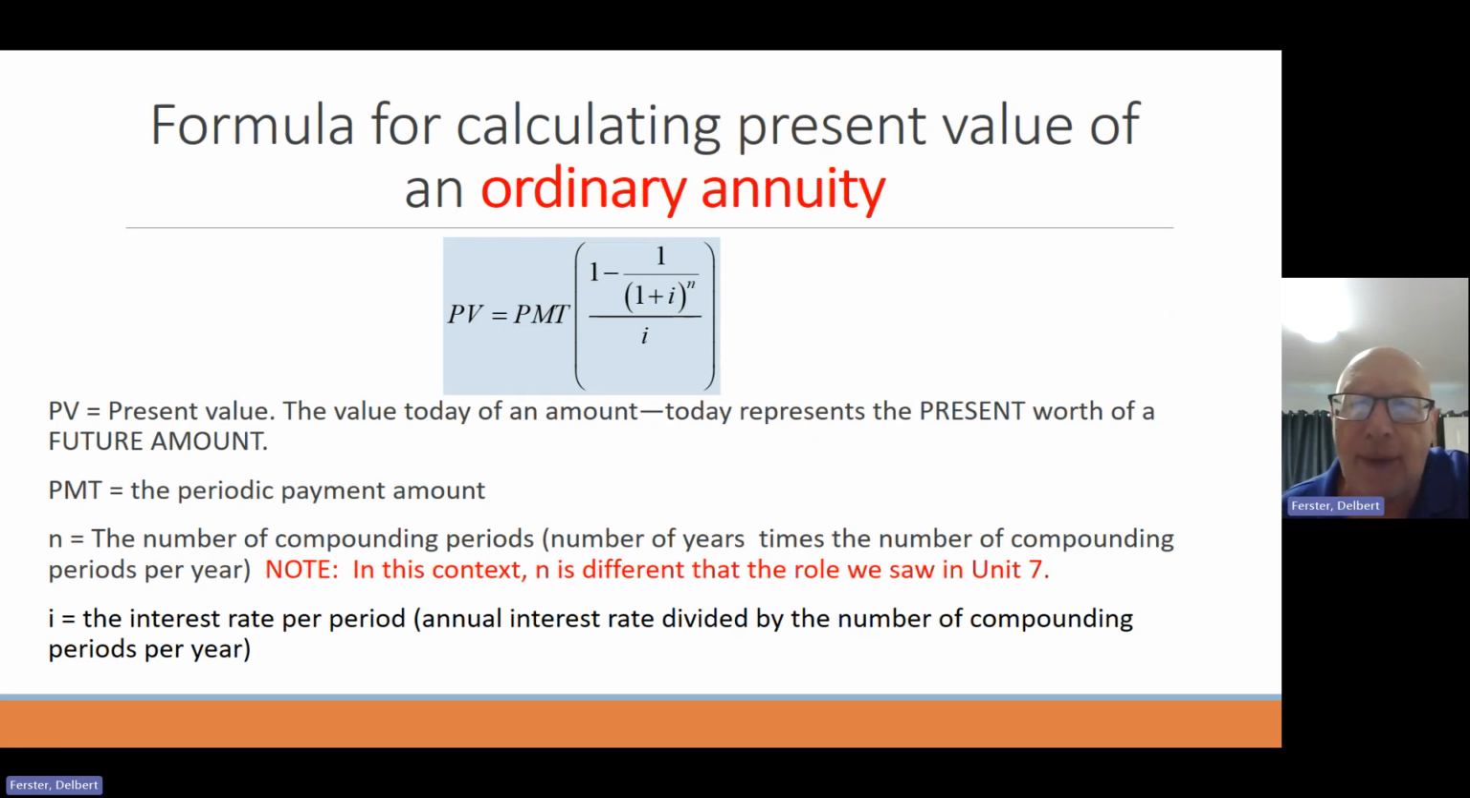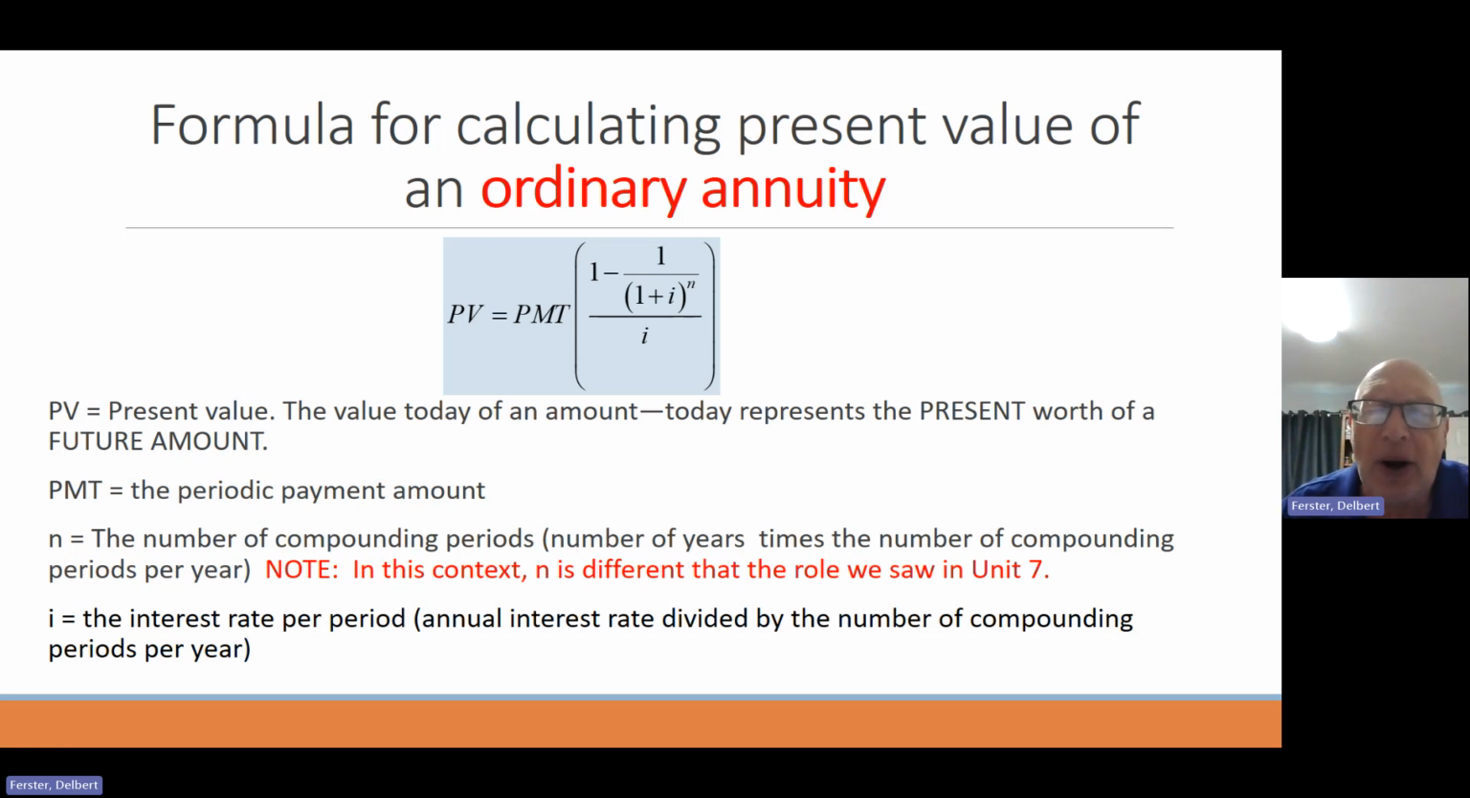There is our formula for calculating the present value of an ordinary annuity. I should point out that this text only deals with present value for ordinary annuities, so we'll stay there. We won't consider present value of an annuity due. We'll be calculating only present value for ordinary annuities.